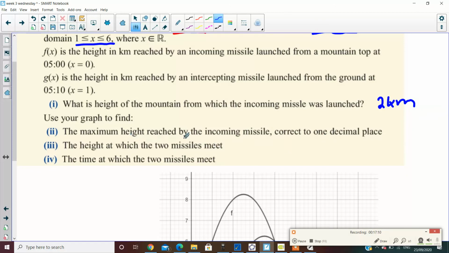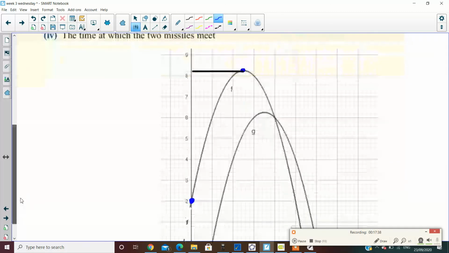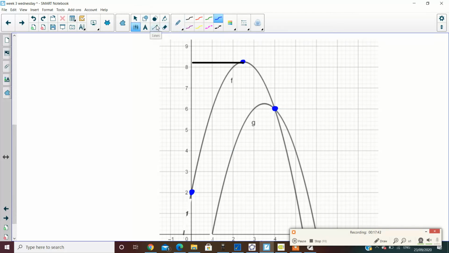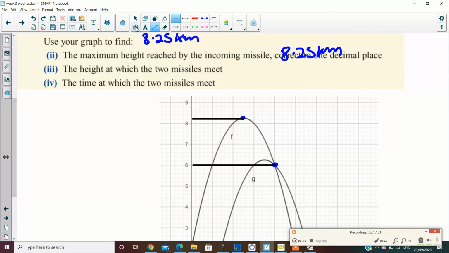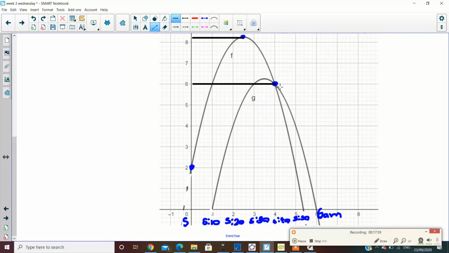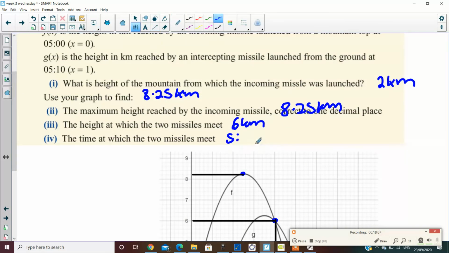2 kilometers. The maximum height reached by the incoming missile is around here, which is 8 point what? 8.2-ish, or 8.25, which would be 8.25 kilometers for the maximum height. What height did the two missiles hit each other at? Here it is. So what's the height? 6 kilometers in the air. So 6 kilometers in the air for the two missiles hitting each other. What time did they hit each other at? 5:40. Is that okay? 5:40. All right.